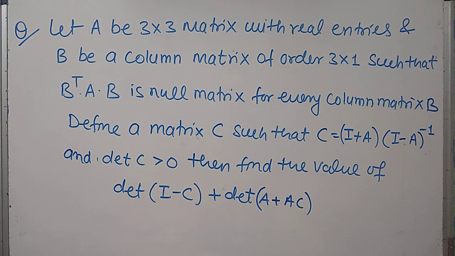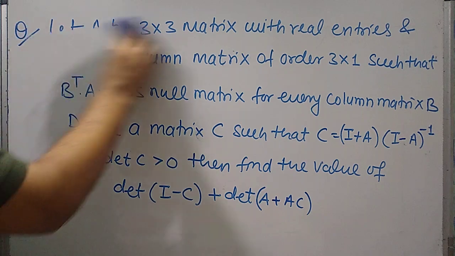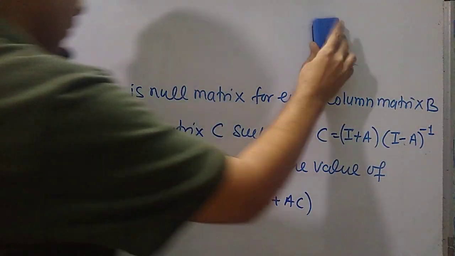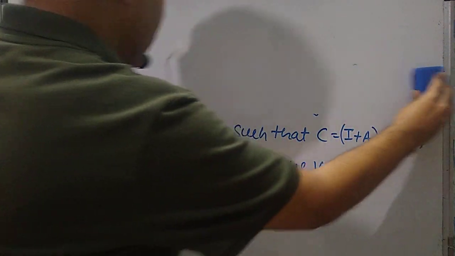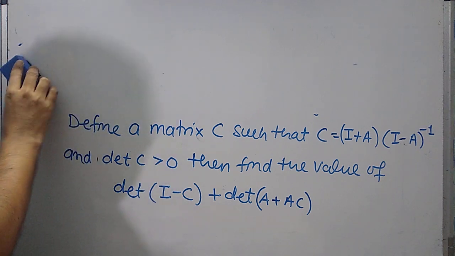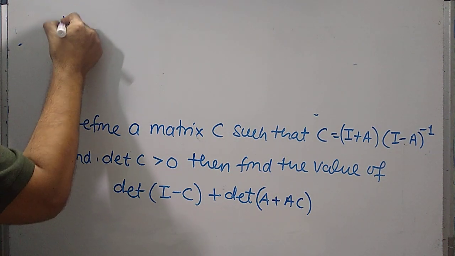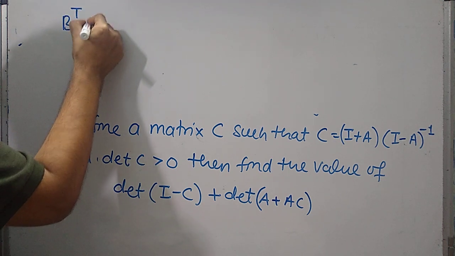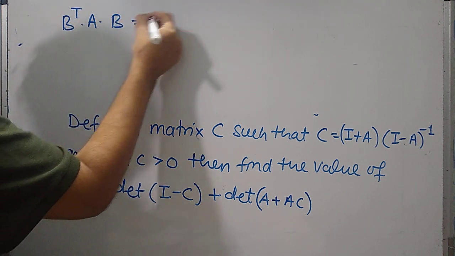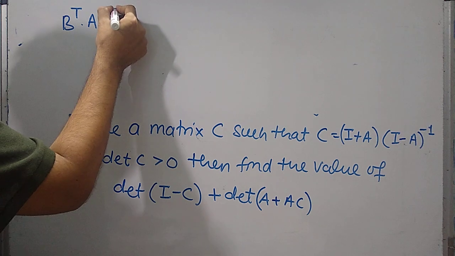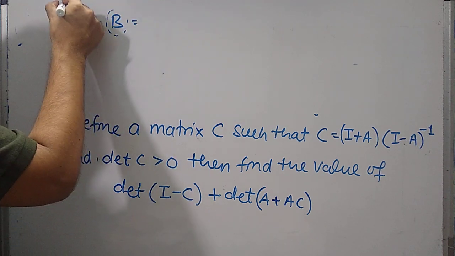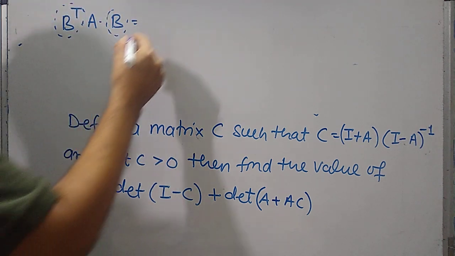So pause this video and try this question. Let's begin. Now we have B transpose A B is a null matrix, and B is a column matrix. If B is a column matrix, then B transpose will be a row matrix.